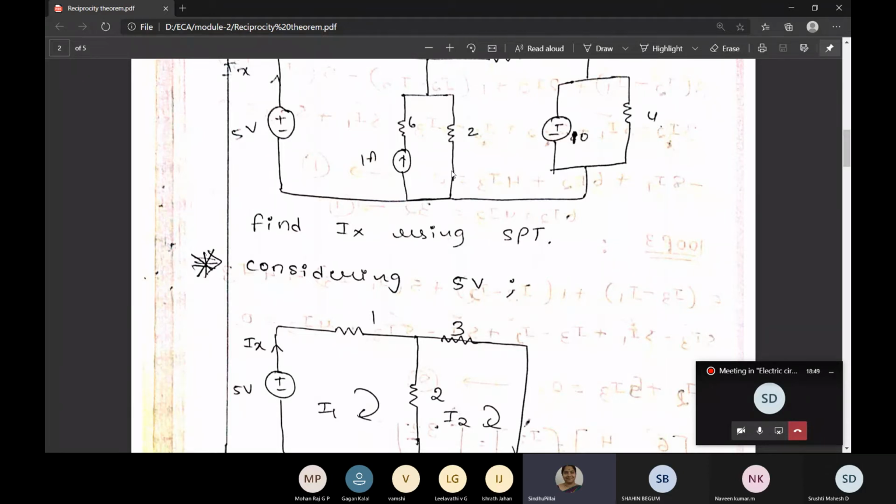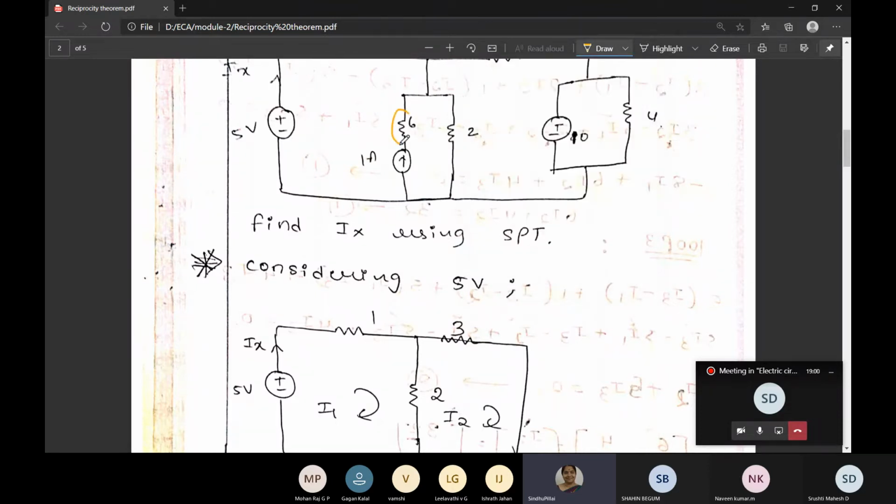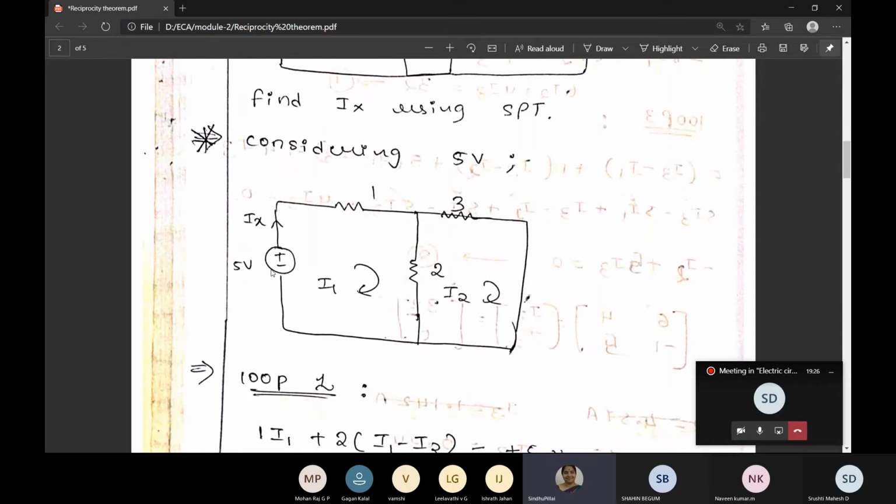One more thing to remember here: the current source has a series resistor, this 6 ohm resistor, and this 6 ohm resistor is ignored. And the voltage source has a parallel resistor, this 4 ohm resistor, and both are ignored. They don't have any importance. When we solve, you will understand. So remove this 10 volt, which is short circuited, and this current source, which is open circuited. So the network will be like this now, with only 5 volts.